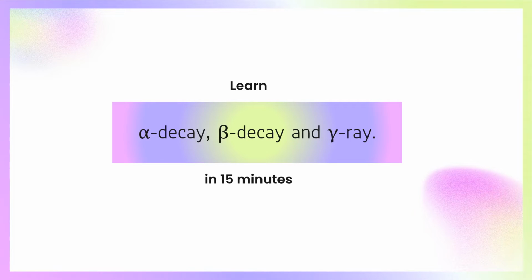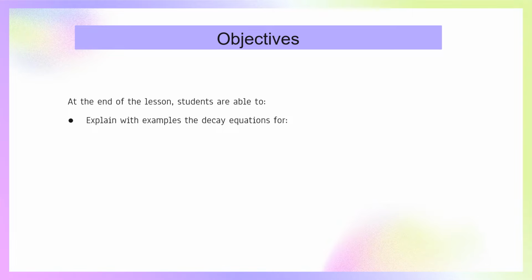Today, we are going to learn about alpha decay, beta decay, and gamma ray in 15 minutes. Before we go deeper into this topic, let's look at our objective for today's lesson. At the end of the lesson, students are able to explain with examples the decay equations for alpha decay, beta decay, and also gamma ray.